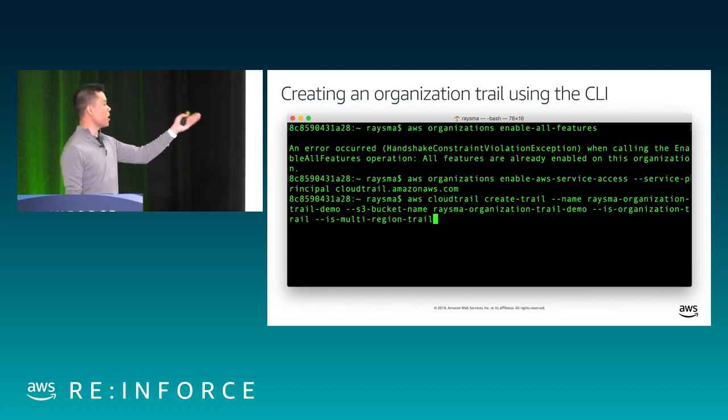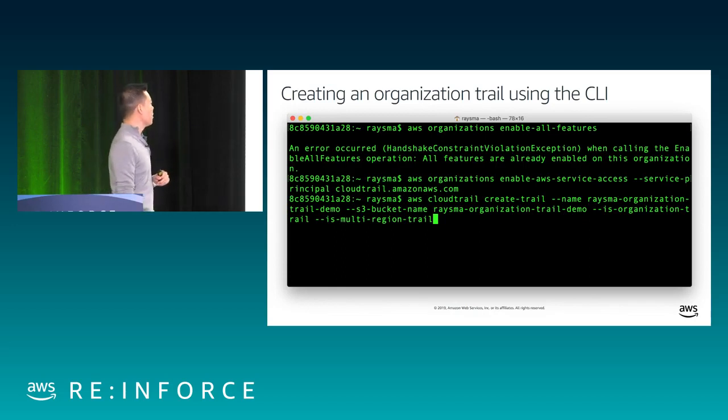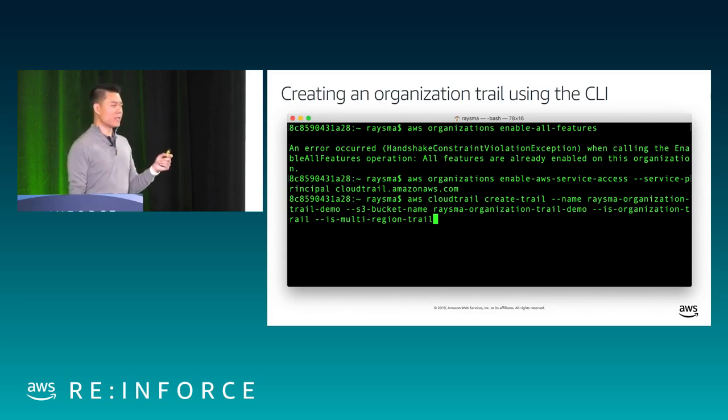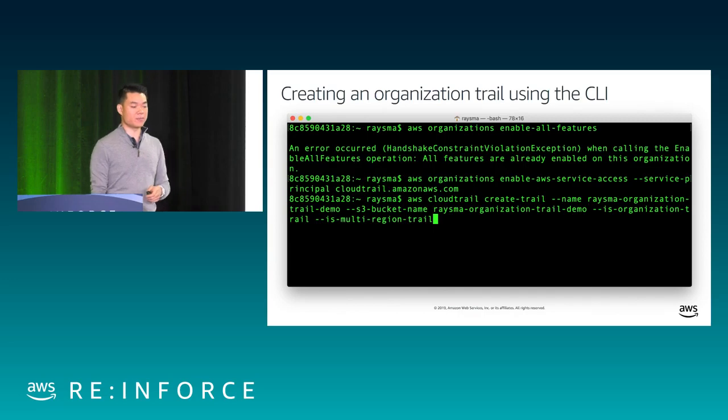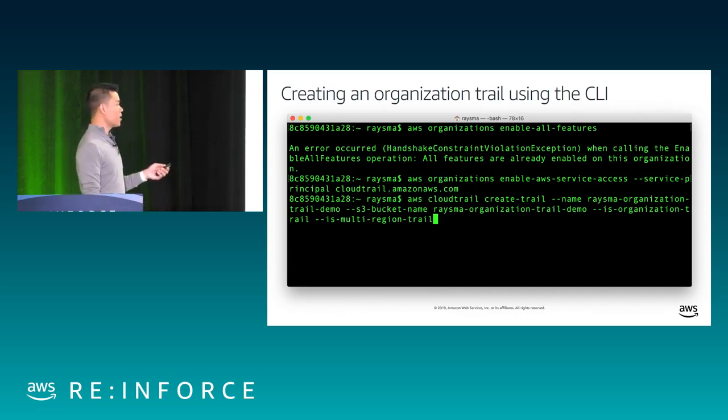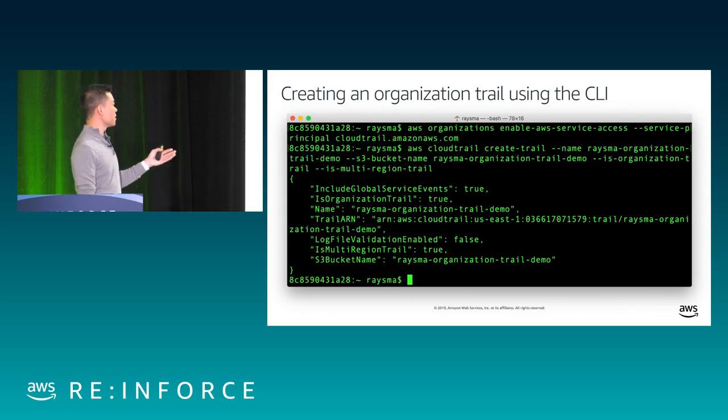You can see a couple things here. I've supplied the name of the trail I want to create, which is Ray SMA Organization Trail Demo. Supplied the name of the S3 bucket that I created previously, which is Ray SMA Organization Trail Demo as well. And I've specified a couple of parameters that say that this is an organization trail, and it is a multi-region trail, because I want to turn this on for all regions in all accounts in my organization. I go ahead and run the CLI command, and it comes back with some information. You can see here, the name that I described has been returned to me. I'm given the name of the trail ARN, and it's a multi-region trail, and there's the name of the S3 bucket that it's currently being written to.